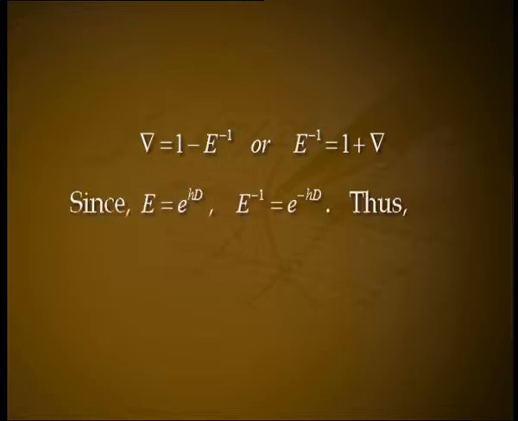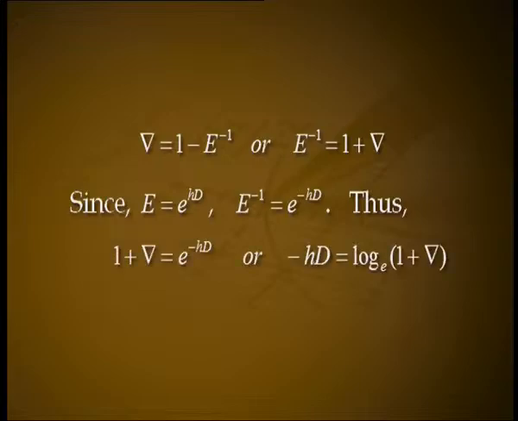Number 2. D = 1/h (∇ + ∇²/2 + ∇³/3 + etc.). Proof. We have ∇ = 1 − E^(−1), or E^(−1) = 1 − ∇. Since E = e^(hD), E^(−1) = e^(−hD). Thus 1 − ∇ = e^(−hD), or −hD = log(1 − ∇) to the base e.